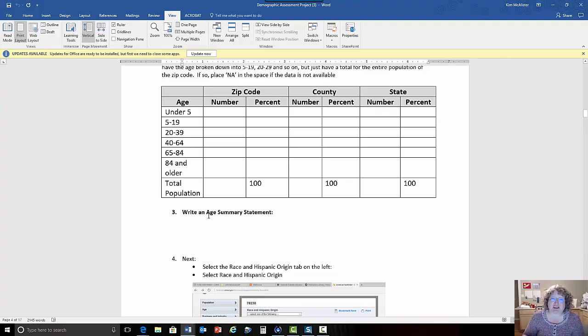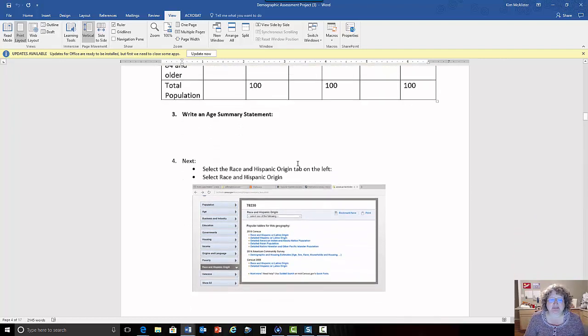It might be that there's a large part of the population is 65 and older. It may be that there's a large population that is very young. Just a general summary statement about what information is reflected there.